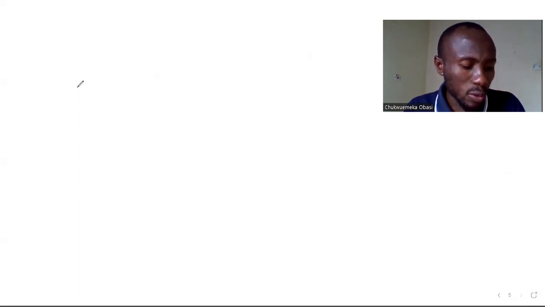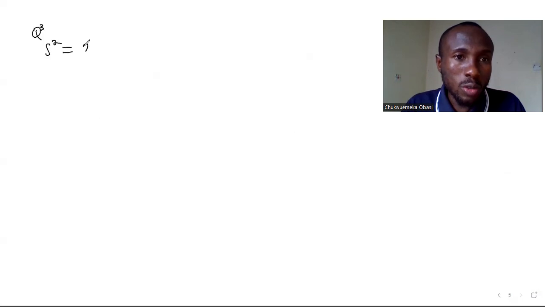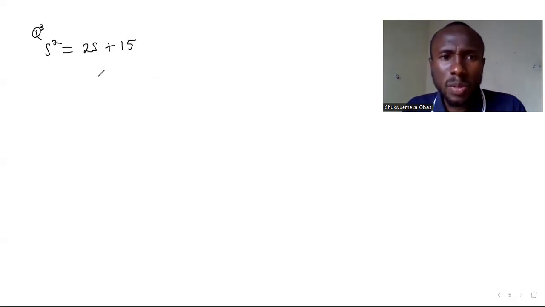All right, so I have this one here. It says x squared. This is question 3. x squared is equal to 2x plus 15. Now, how do we solve this problem? I begin to wonder, this is not looking like the one we've solved before, right? Yes, but you can actually make it look like it. So how do I do it?